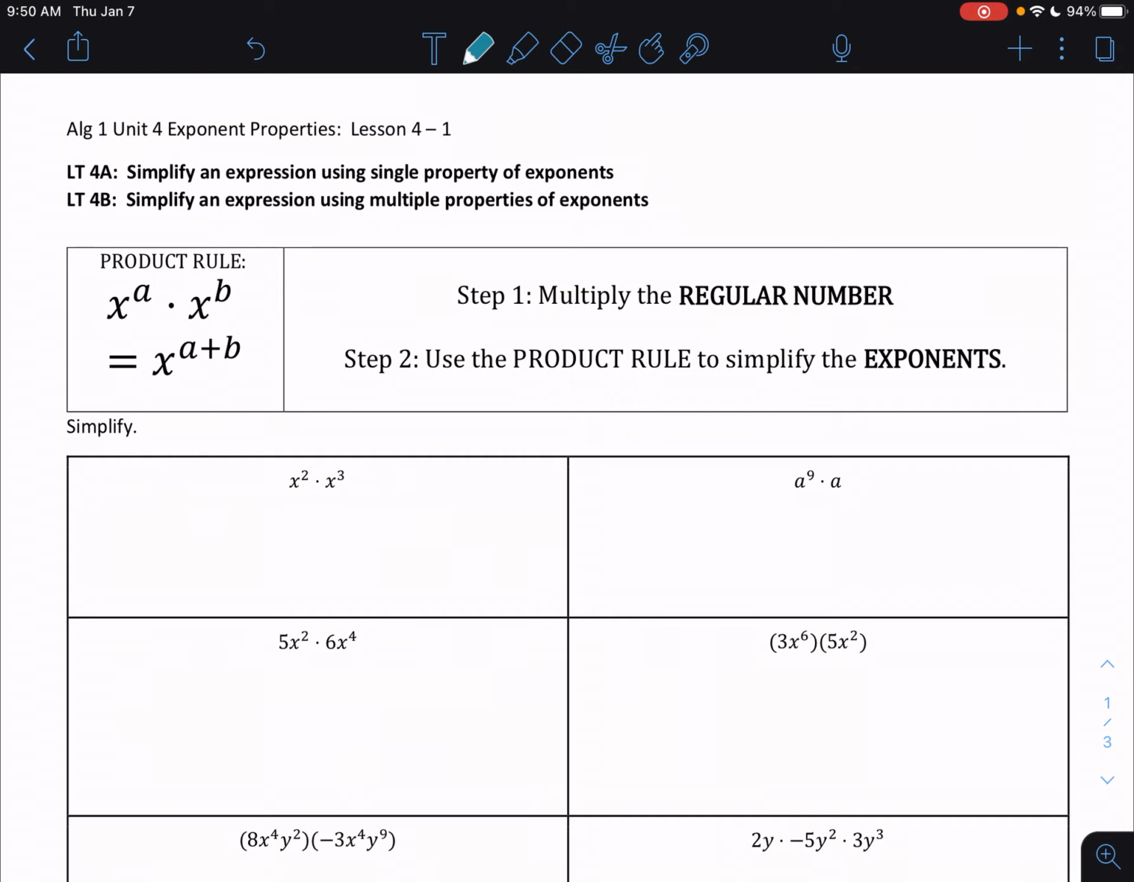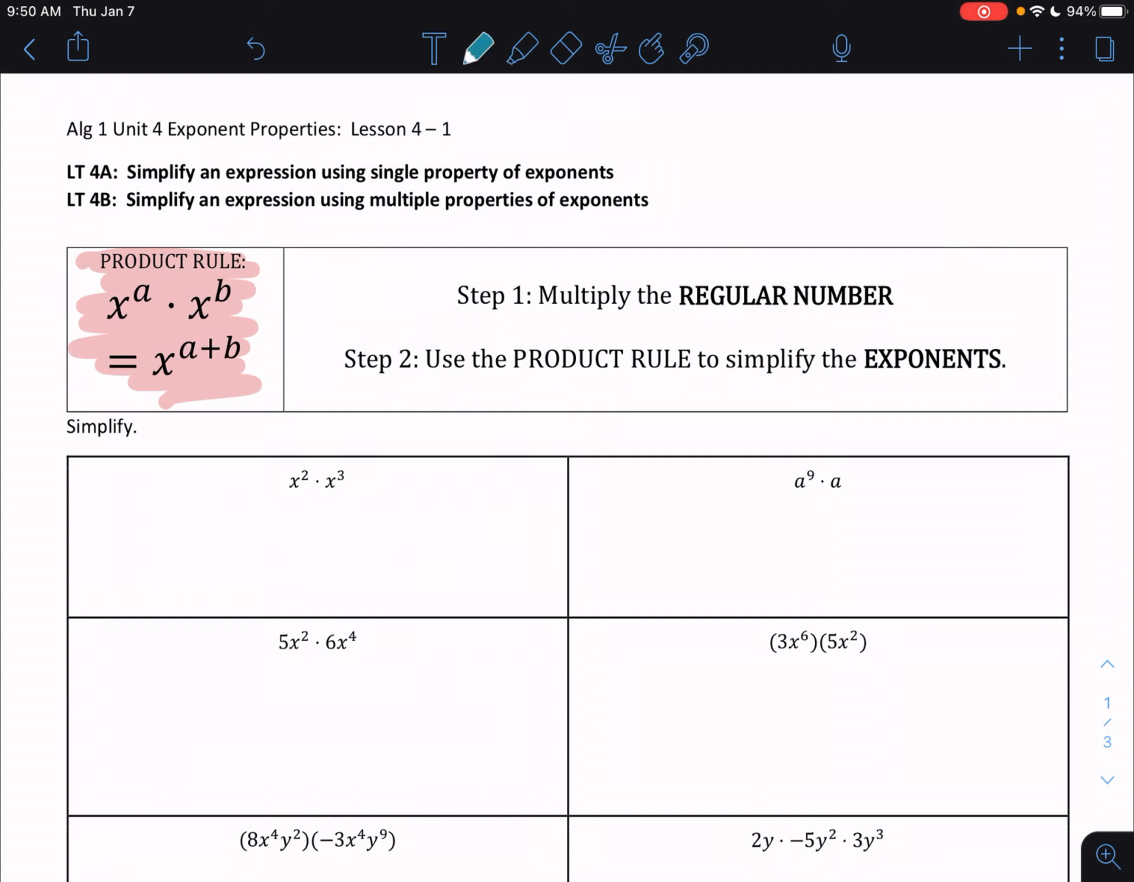So first we're going to look at the product rule. So that tells us what it is right over here in the corner. The product rule says if we have x to the a times x to the b, that would equal x to the a plus b.